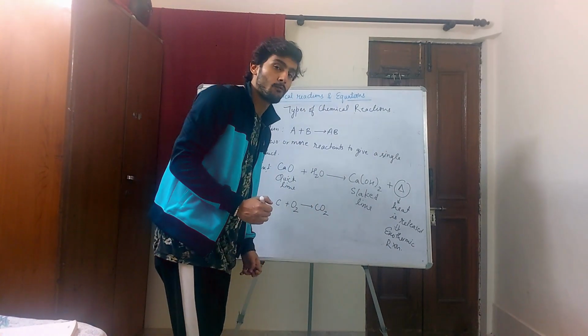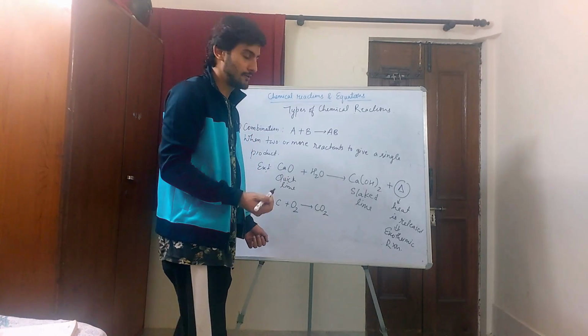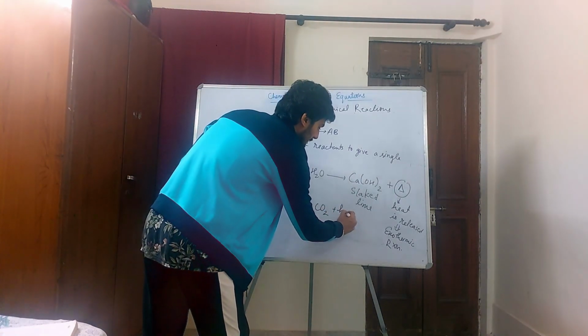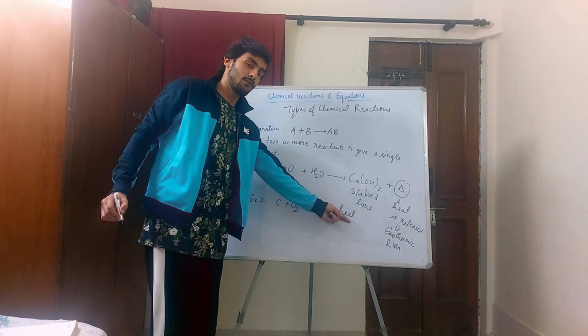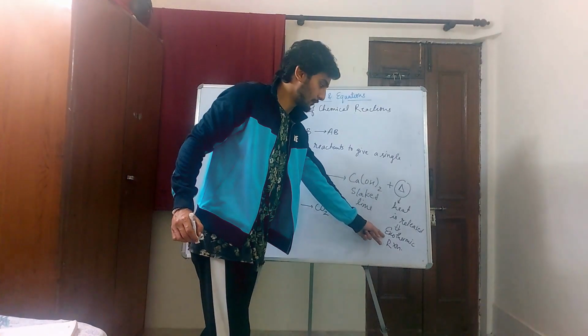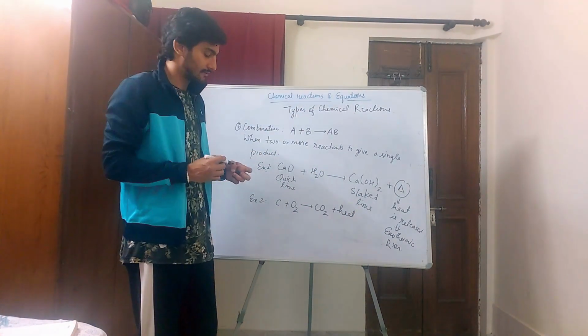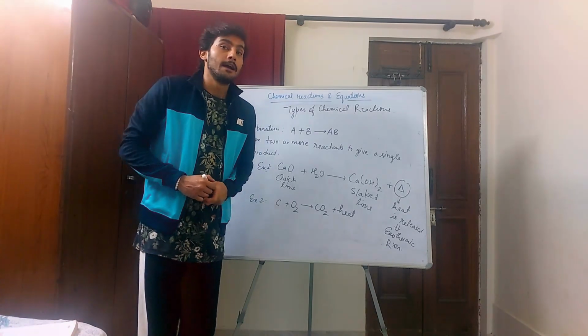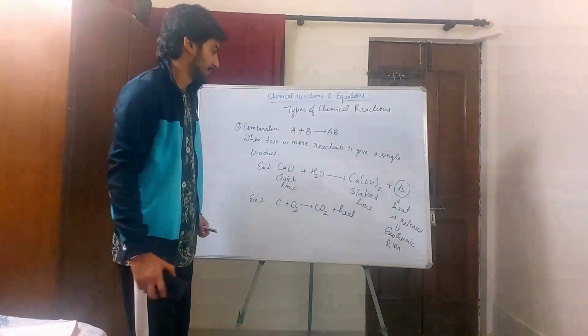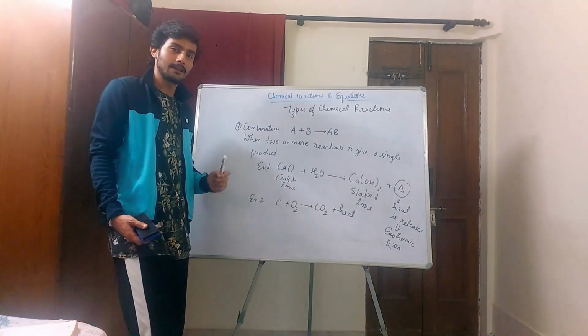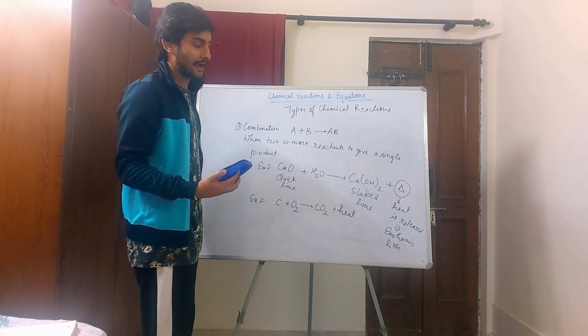When wood logs are burnt, why are they burnt? To get heat. So when heat is written on this side, it shows what kind of reaction it is: exothermic reaction. So most of the combination reactions are exothermic in nature. So this is the first type of chemical reaction.